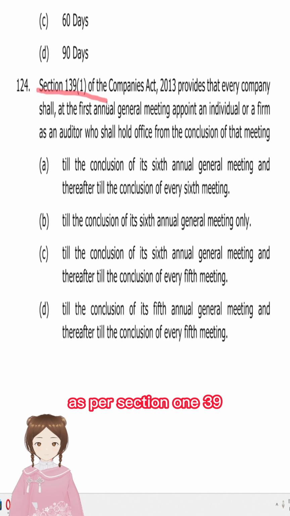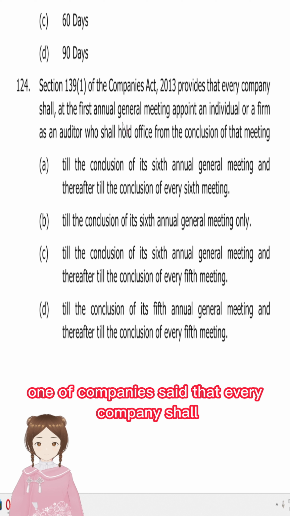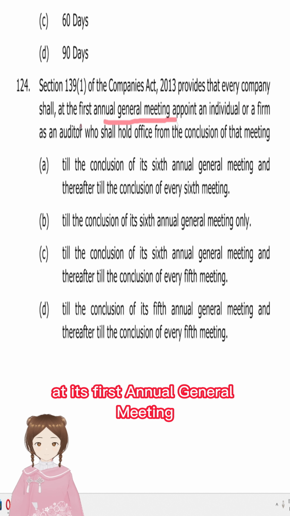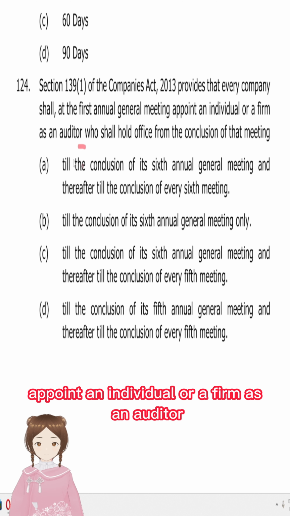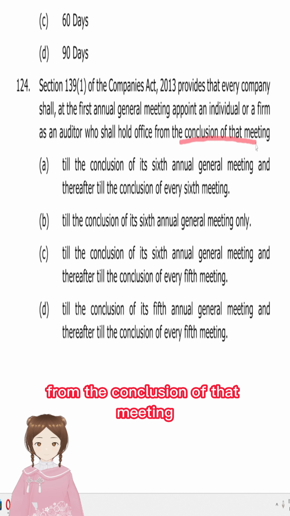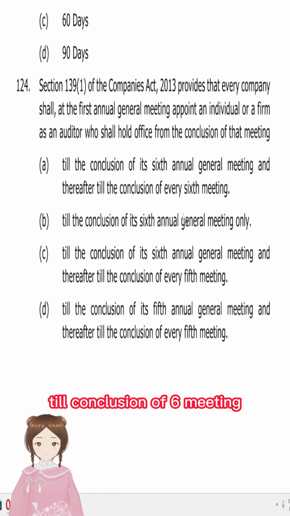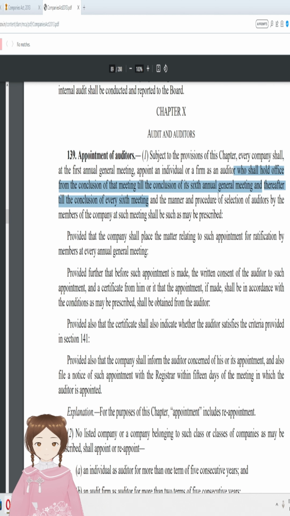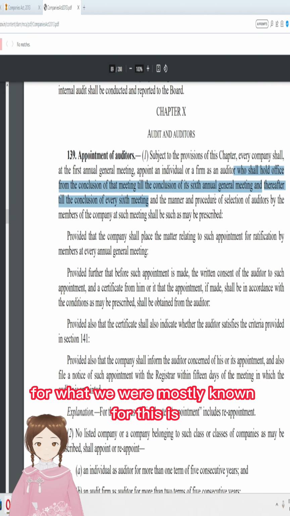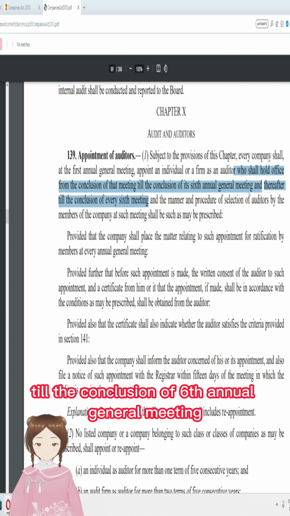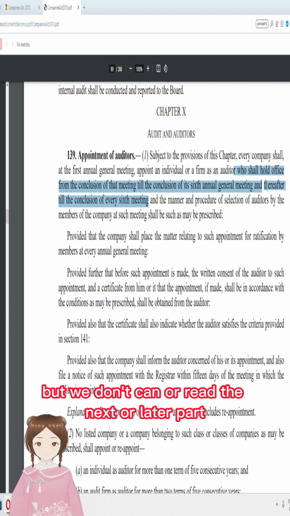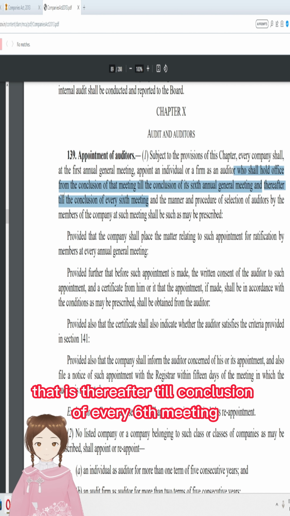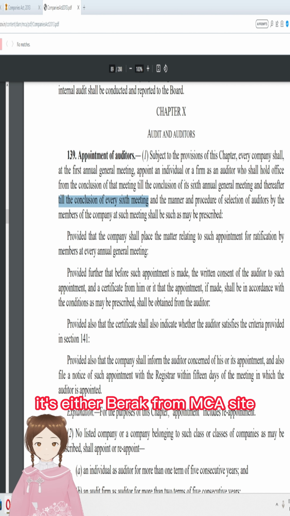As per section 139(1) of the Companies Act, every company shall at its first annual general meeting appoint an individual or a firm as an auditor who shall hold office from the conclusion of that meeting till the conclusion of the sixth meeting, and thereafter till the conclusion of every sixth meeting. We'll see the bare Act here. What we are mostly known for is till the conclusion of the sixth annual general meeting, but we don't read the later part, that is, thereafter till the conclusion of every sixth meeting. It's in the bare Act from the MCA site here.